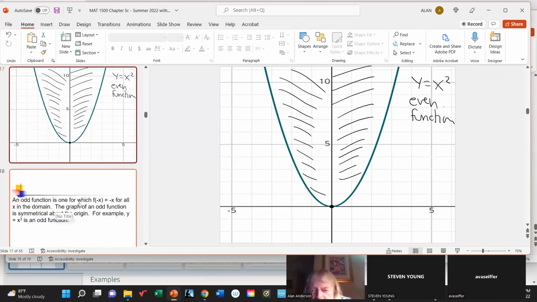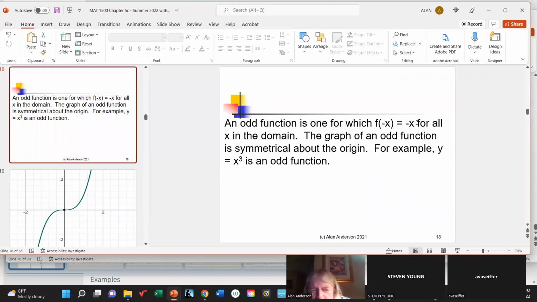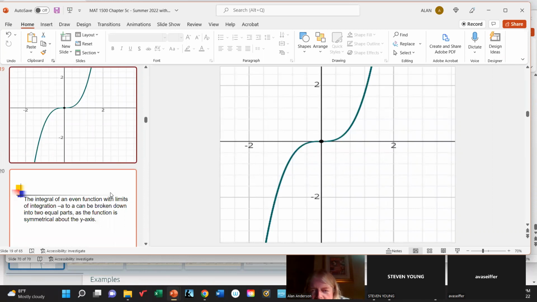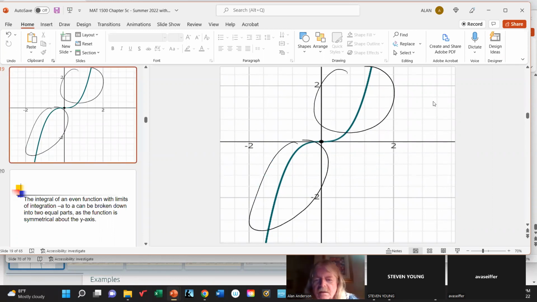Now, odd is this one, f of negative x equals negative f of x for all x in the domain. And so y equals x cubed is the classic example of an odd function. And we've seen this so many times before. The symmetry is defined to be with respect to the origin. So what you're effectively doing is saying, this is a mirror image of this. If you can imagine flipping it upside down, and then you're sort of looking at it in the lake, but you're flipping it over as well. Those are the two sides that are equal to each other.